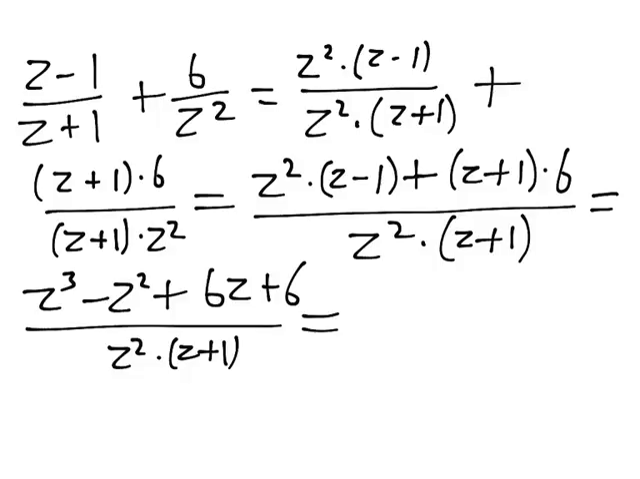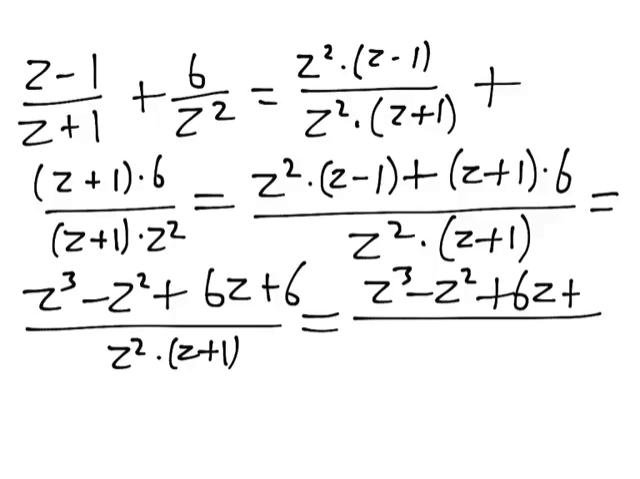And finally, we see that the numerator and denominator don't share any common factors, so we can write the denominator out using the distributive property. So we'll get (z cubed - z squared + 6z + 6) divided by (z cubed + z squared), and that's the final answer.